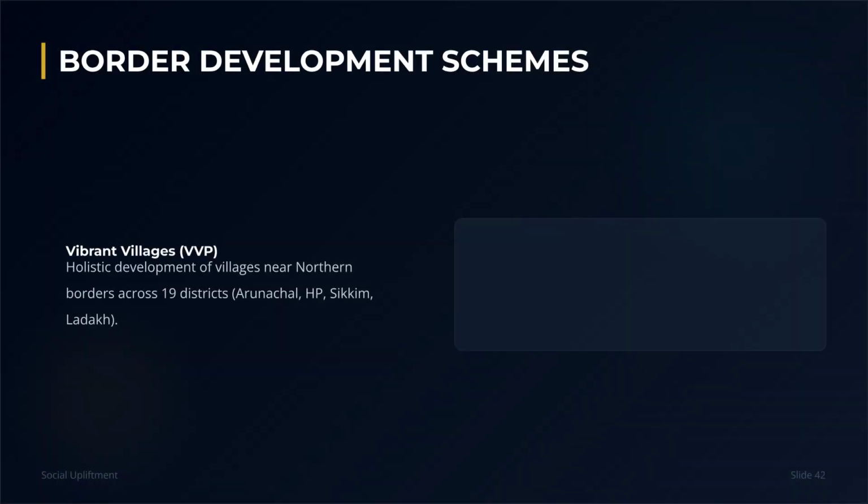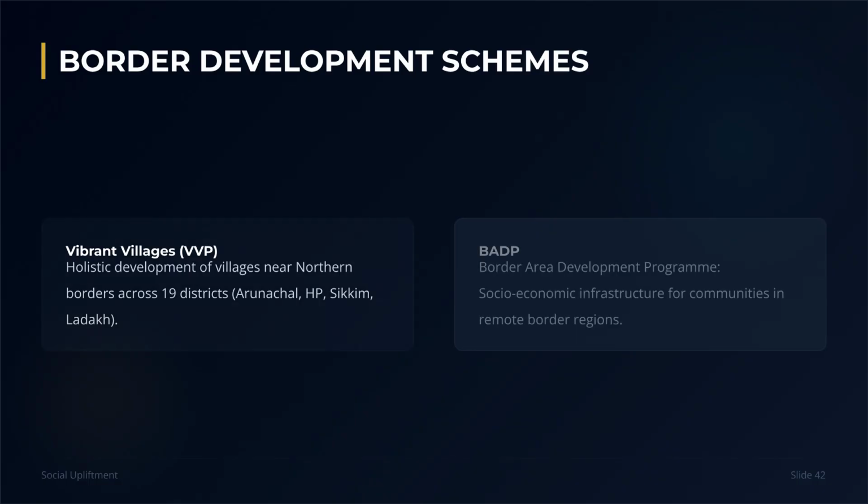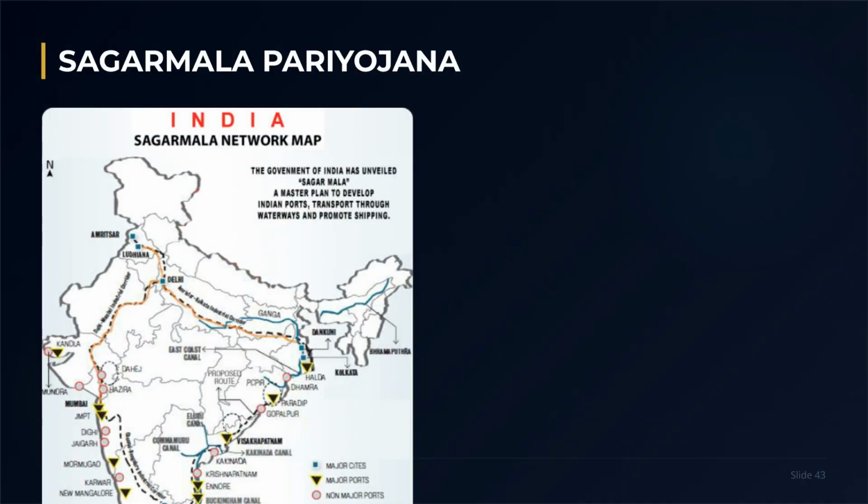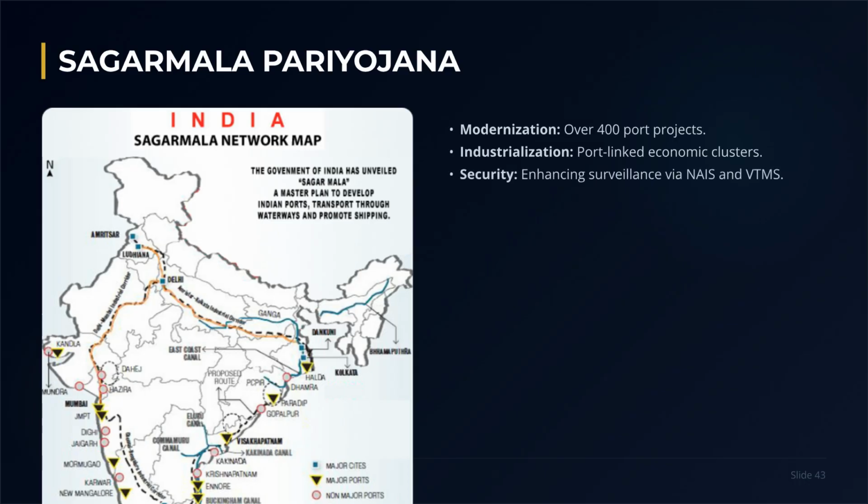The Vibrant Villages program focuses on the holistic development of villages near northern borders. The Border Area Development Program, or BADP, provides socio-economic infrastructure for remote border communities. The Sagarmala Pariyojana is a maritime vision focused on modernizing over 400 port projects, establishing port-linked economic clusters for industrialization, and enhancing security through systems like NAIS and VTMS.